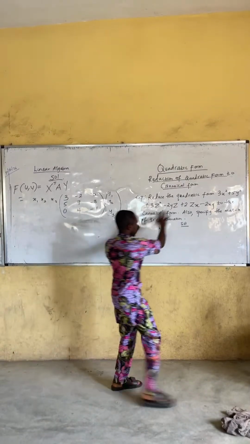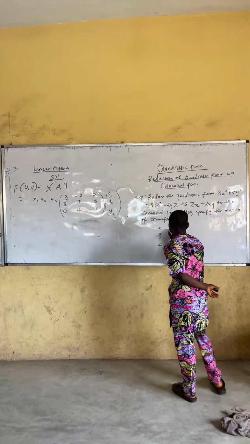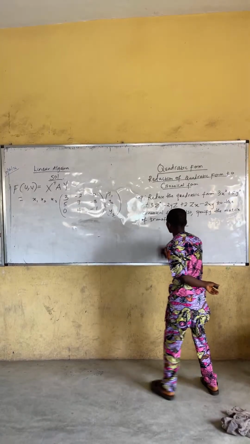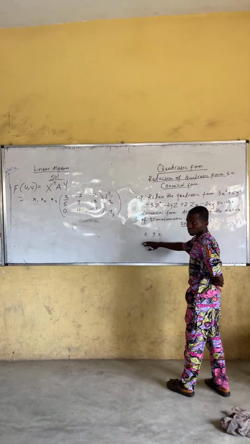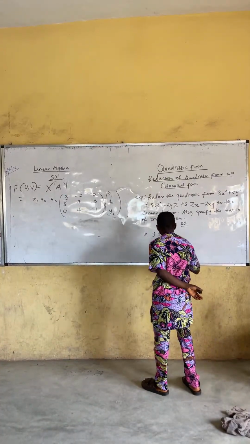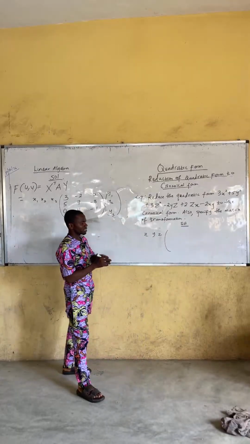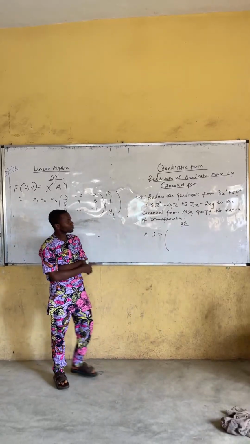Are we here? I want to transform this matrix. I will now write the bracket, x, y, z, like this, transpose. Then I will now write the matrix. Now, listen. Are we here now?